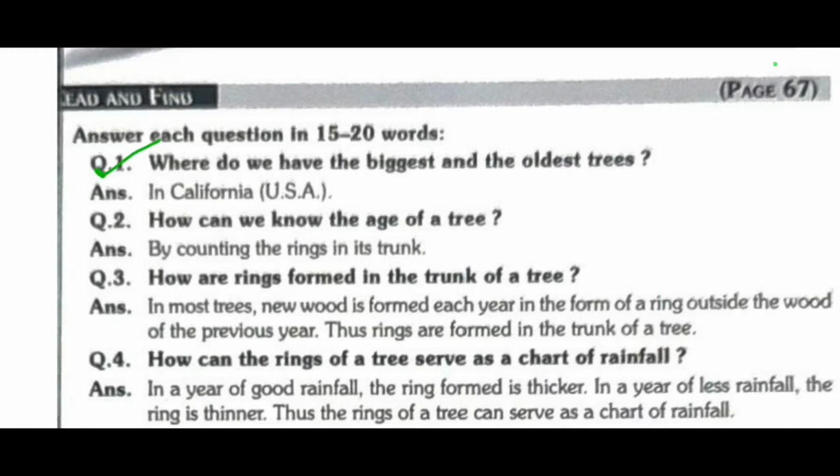So first question is, where do we have the biggest and the oldest trees in California, USA? How can we know the age of a tree by counting the rings in its trunk? Then how are rings formed in the trunk of a tree? In most trees, new wood is formed each year in the form of a ring outside the wood of the previous year. Thus, rings are formed in the trunk of a tree.